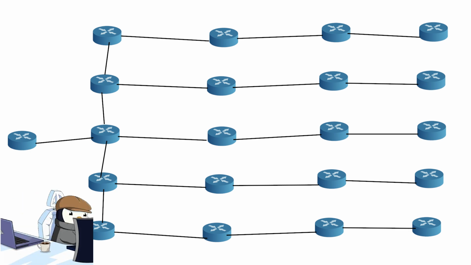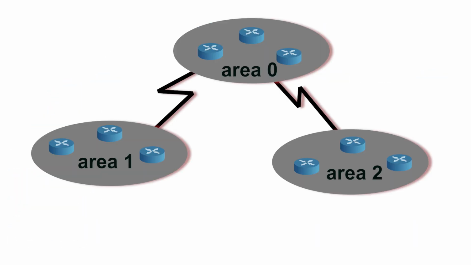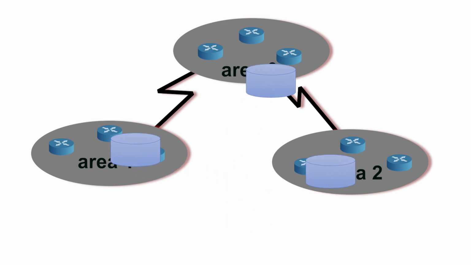Managing and troubleshooting a flat network is also challenging. If something goes wrong, you have to check the entire network. To overcome the limitation of the flat network design, OSPF uses a hierarchical network design. It breaks the topology database into several smaller databases using OSPF areas.